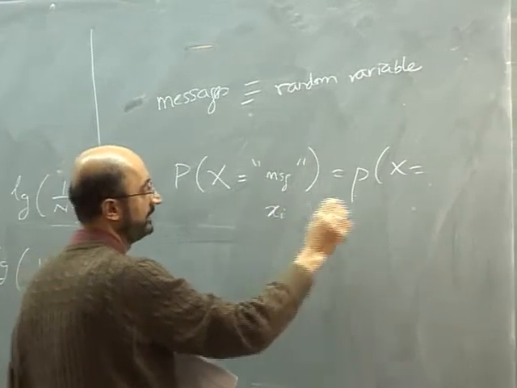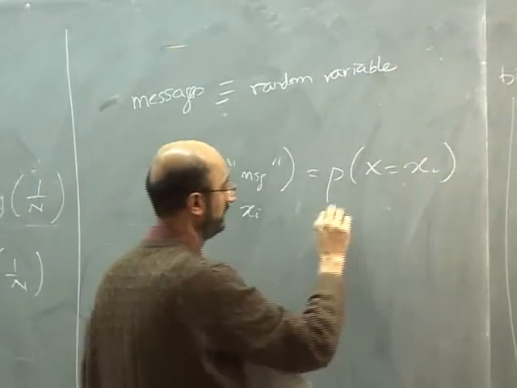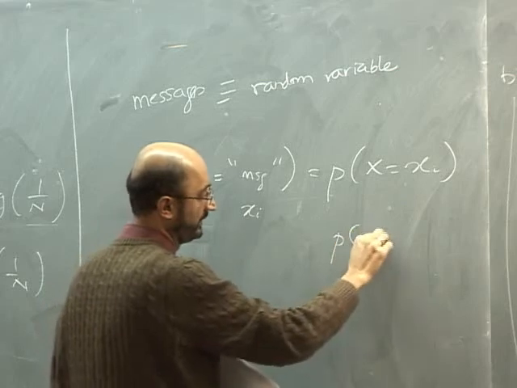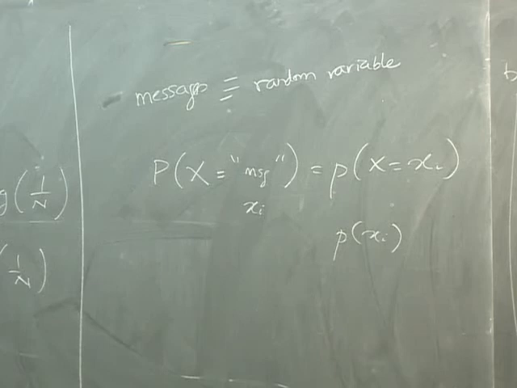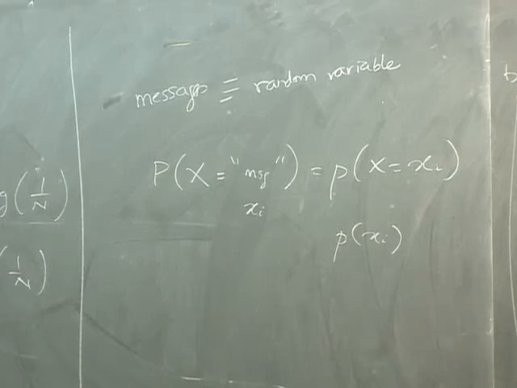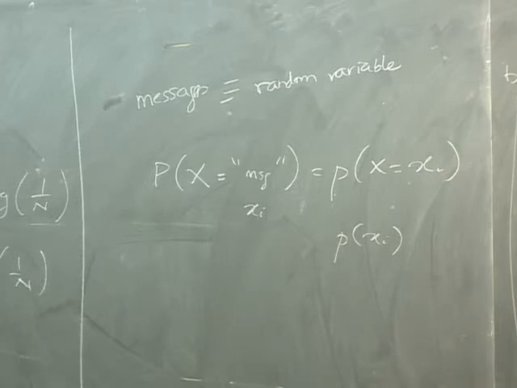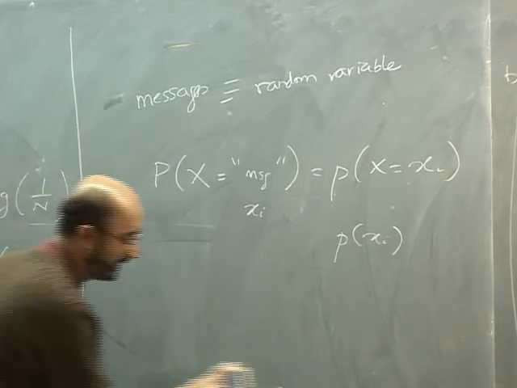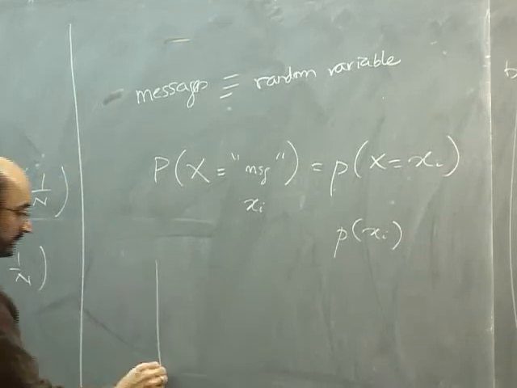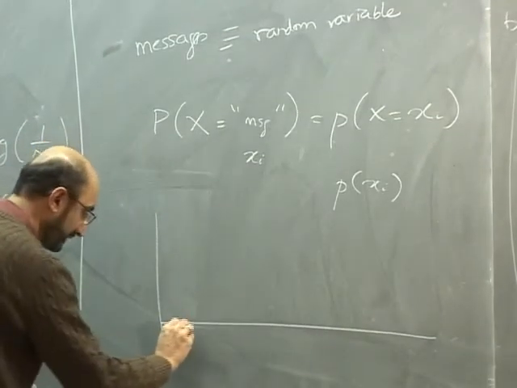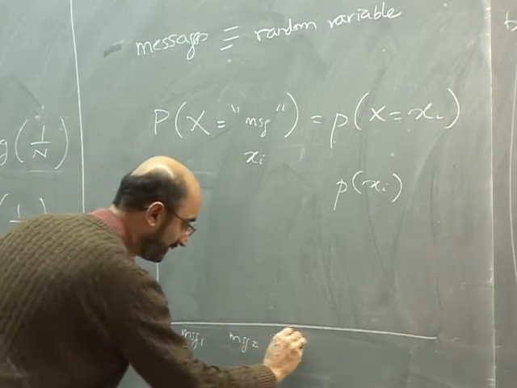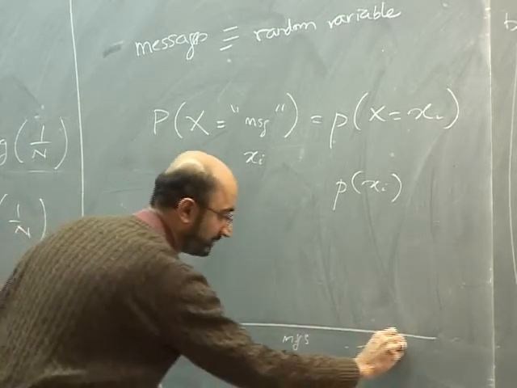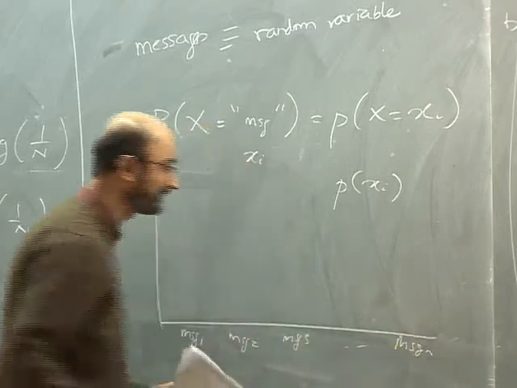Denoted as x sub i, P(X = xi), or you can also call it p of xi. These all mean the same thing. So what we're saying is that we have a set of messages, and I'm going to define the set of messages so we can think of a probability mass function which looks like this. This is message 1, this is message 2, this is message 3, and so on until some message n. So that's a set of messages.